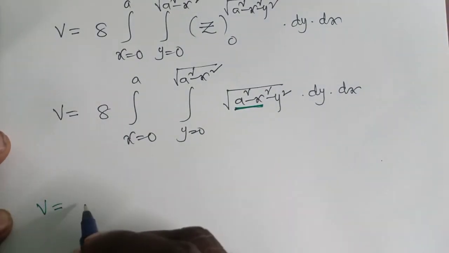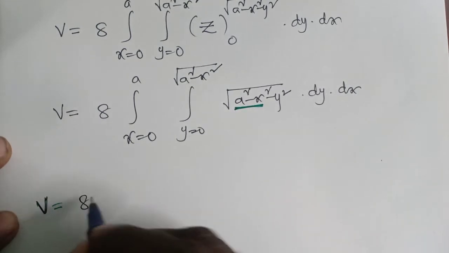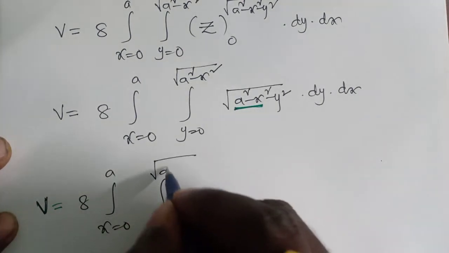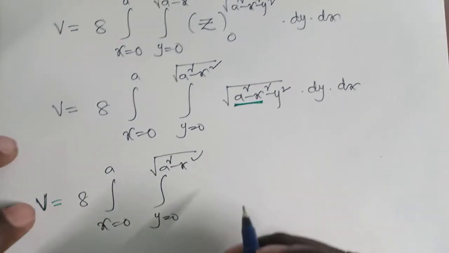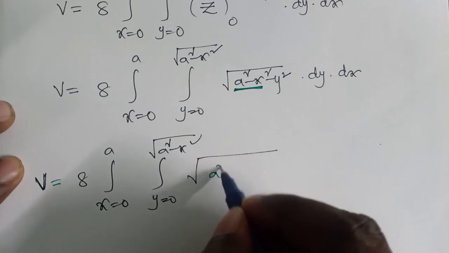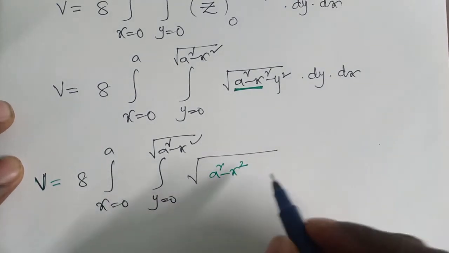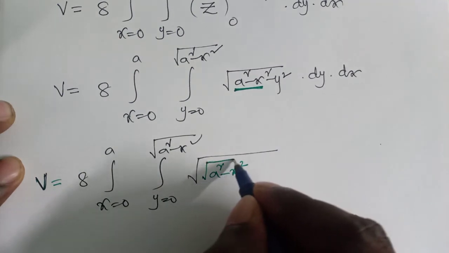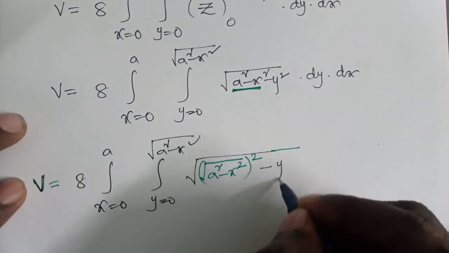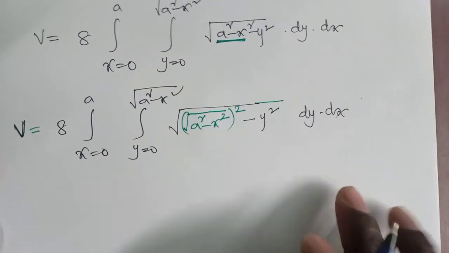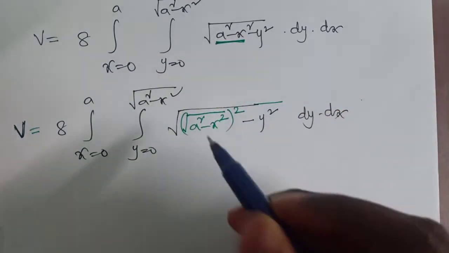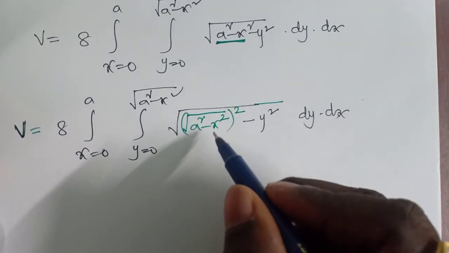So how can I write this? V equals 8 times the integral where the x bounds are from 0 to a, and the y bounds are from 0 to root over a square minus x square. For the constant, I write a square minus x square. Clearly it is the constant, because we need to integrate with respect to y. It can be written as root over a square minus x square, whole square, minus y square, dy dx. Please see this constant and don't confuse it. So a square minus x square can be rewritten as root over a square minus x square whole square. Clearly this one is the constant.